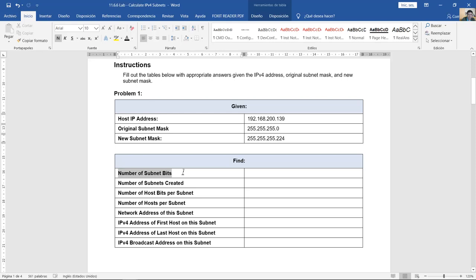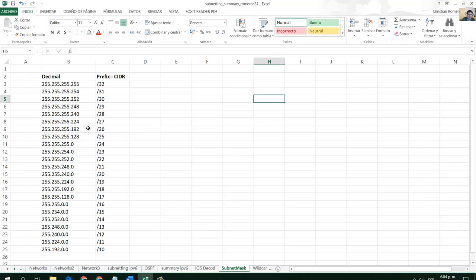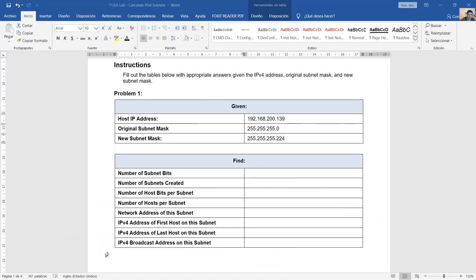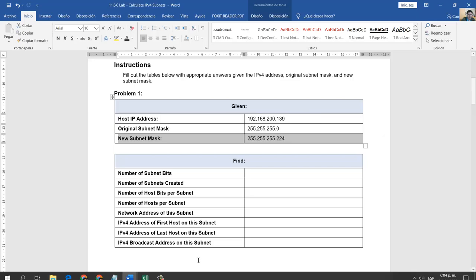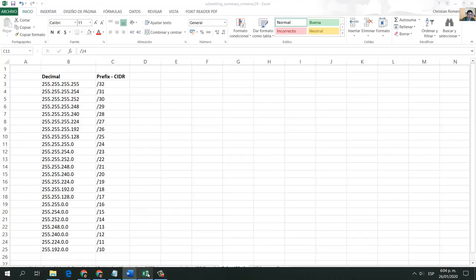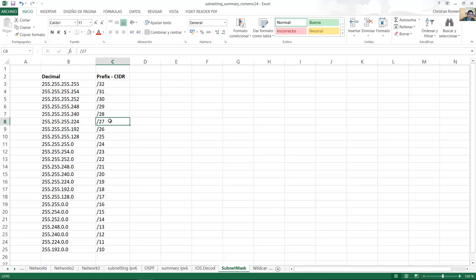If the original subnet mask is 255.255.255.0, that is this with the prefix 24, and the new subnet mask is 255.255.255.224, that is this with the prefix 27, you only need to do the following operation: 27 minus 24 is 3.